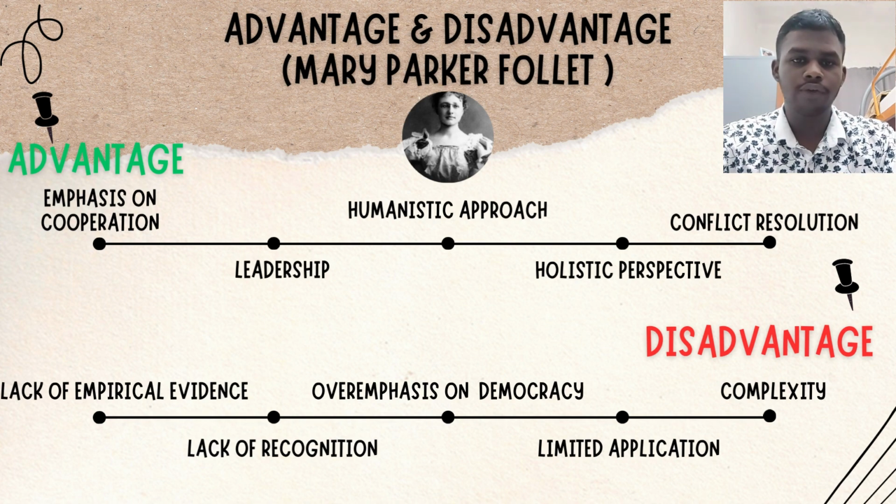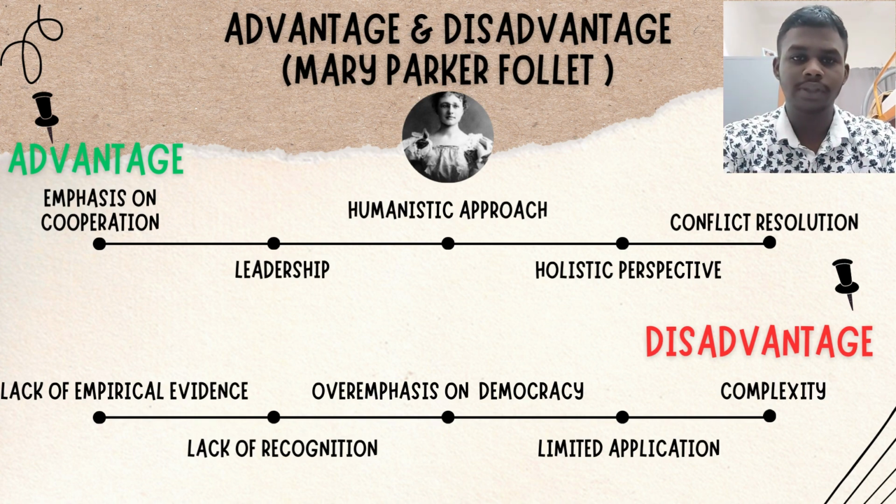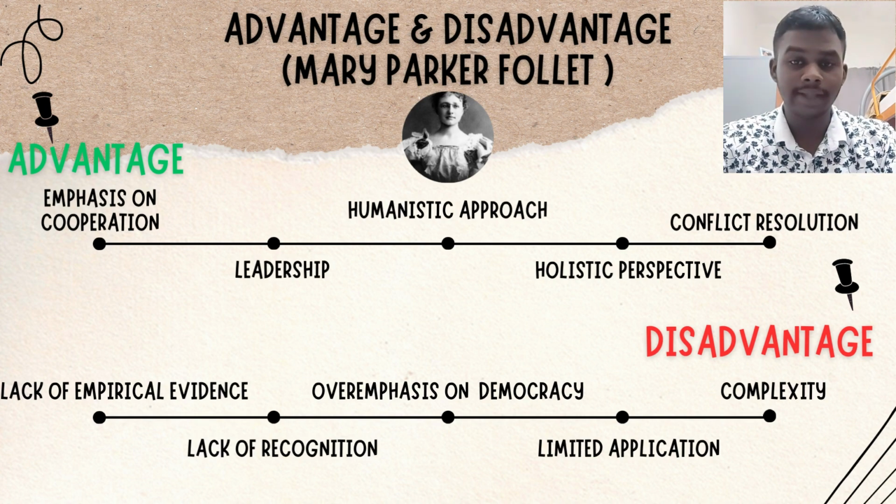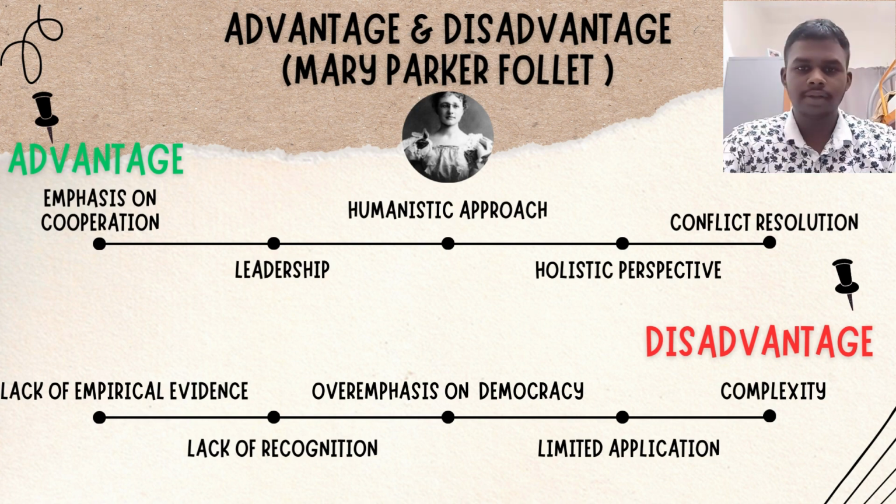The third one was conflict resolution. Fayol's approach included a focus on conflict resolution, which she believed was an essential aspect of effective management. The fourth one, leadership. Fayol's approach emphasized the importance of leadership in organizations, and she believed that effective leaders should be able to inspire and motivate their followers. The last one was holistic perspective. Fayol's approach took a holistic perspective on organization management, recognizing that organizations are complex systems with multiple interrelated factors.